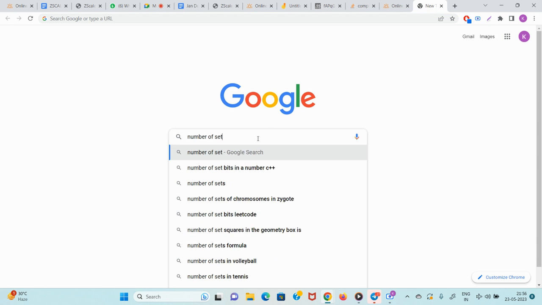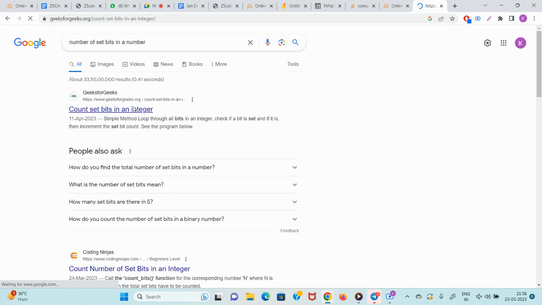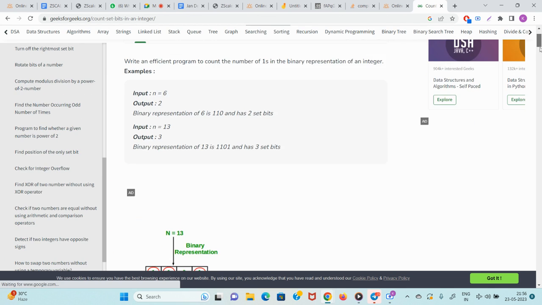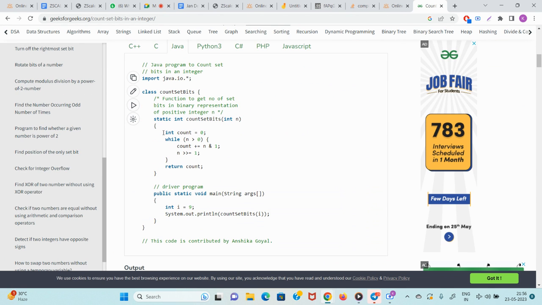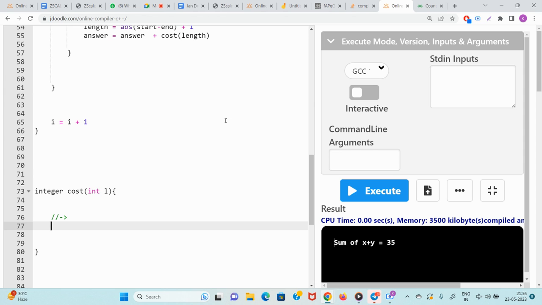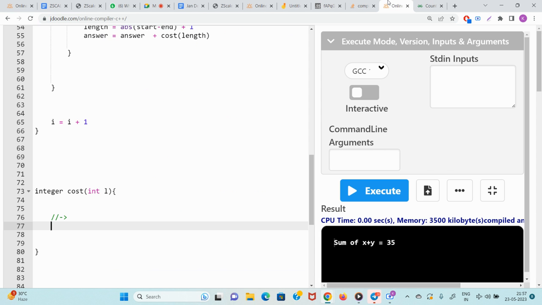Number of set bits in a number. To get the code from here, guys, it is just copy paste. See how to know the number of ones in the binary representation. Just use this code of GFG. Just copy paste like this. It becomes very efficient.